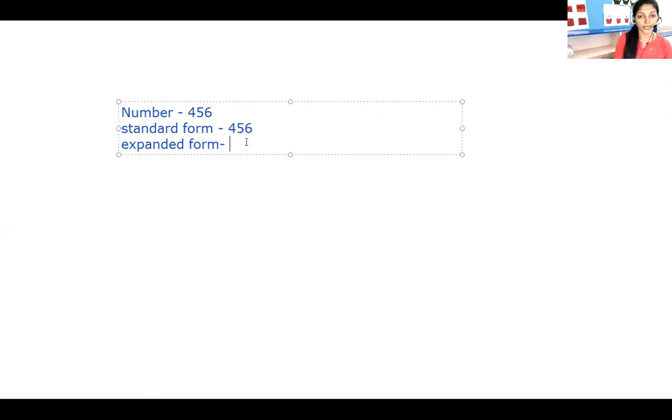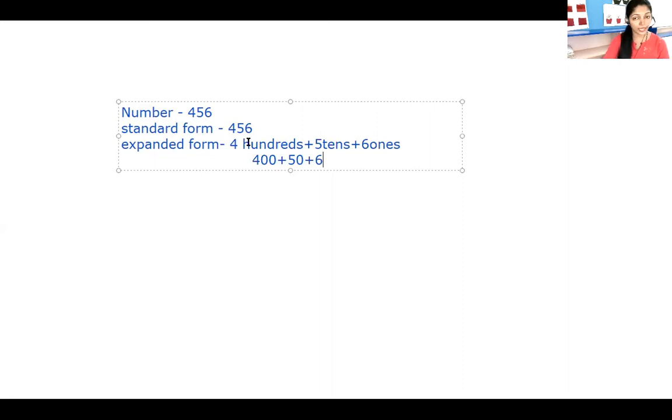And how will I write it in expanded form? I can write it as how many hundreds, how many tens, how many ones. So 4 hundreds plus how many tens? 5 tens plus how many ones? 6 ones. Okay. I can also write it as 400 plus 50 plus 6. Is it clear how to do it? Yes?